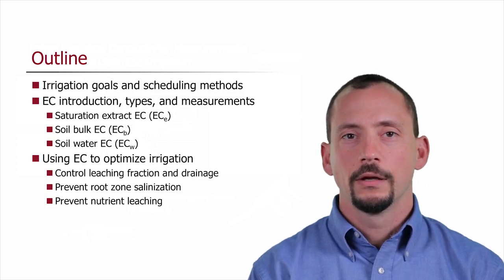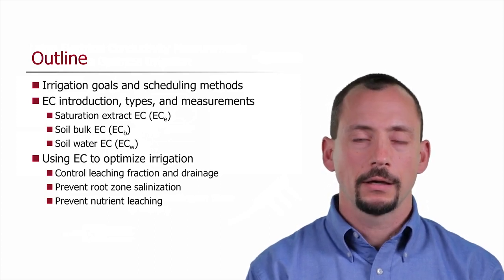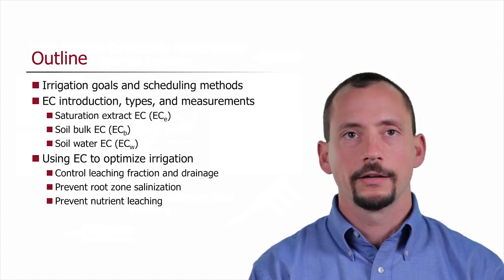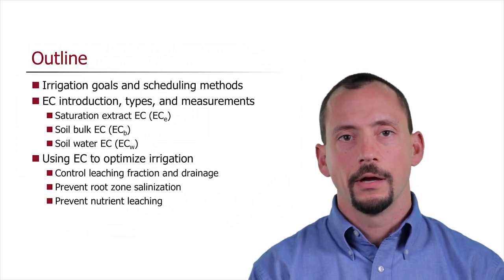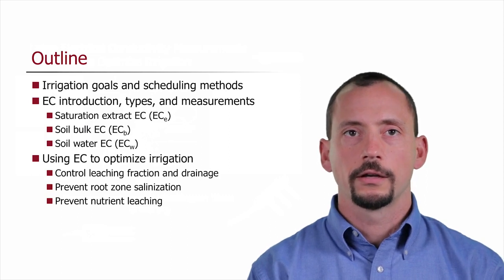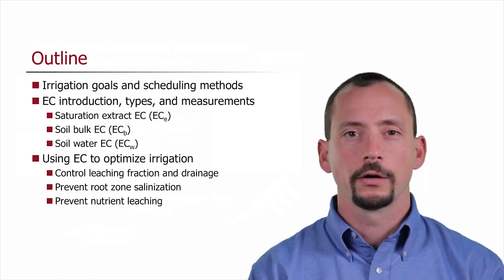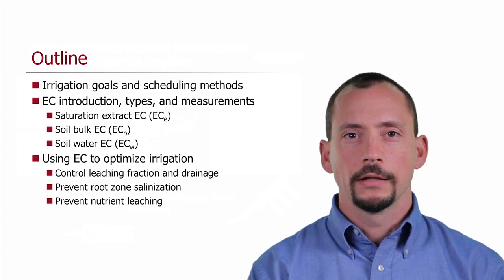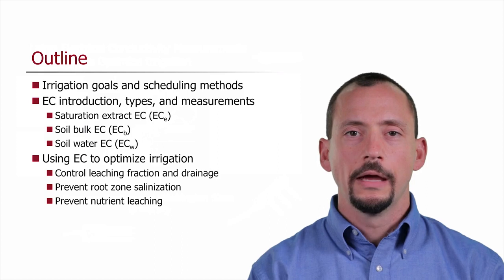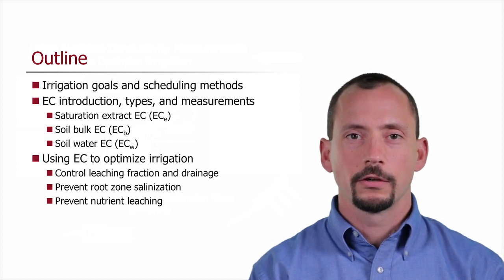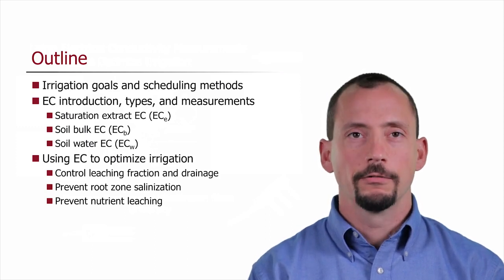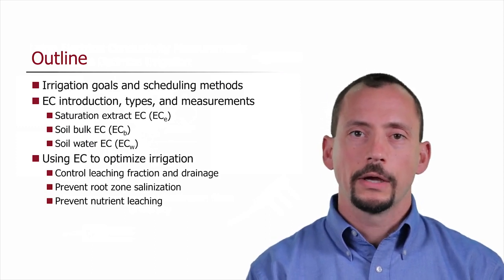Then we will spend quite a bit of time talking in some detail about the various measures of electrical conductivity. There's a lot of confusion out there about the differences between bulk electrical conductivity, saturation extract electrical conductivity, and soil water or pore water electrical conductivity. So we'll lay out those things and how you measure them, and then we will get into how you could use some of these measures of the soil salt status or electrical conductivity to do a better job of irrigating. So let's go ahead and get into it.